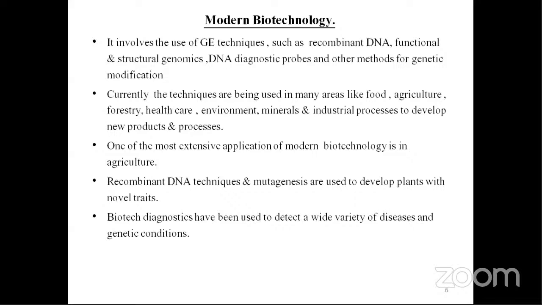Then one of the most extensive applications of modern biotechnology is in agriculture. Recombinant DNA techniques and mutagenesis are used to develop plants with novel traits. Biotech diagnostics have been used to detect a wide variety of diseases and genetic conditions. Now, understand this: modern technology is not utilized only to improve the variety in various fields, okay? But it is also able to recognize the diseases and find out the genetic conditions of that particular organism, whether a plant or an animal, okay?